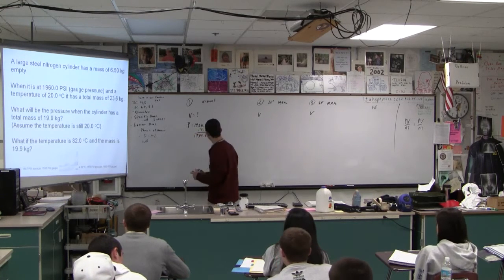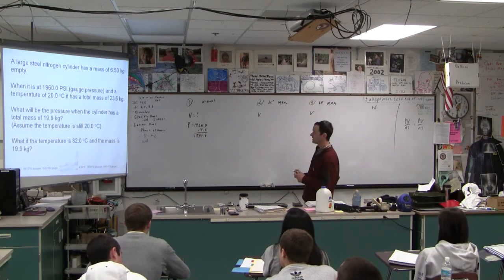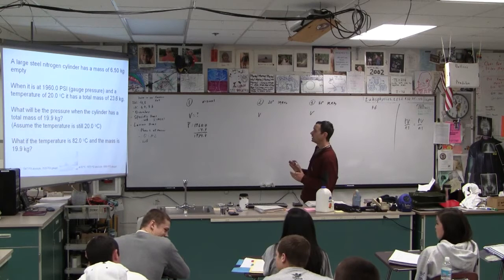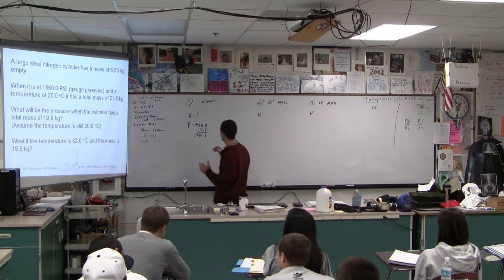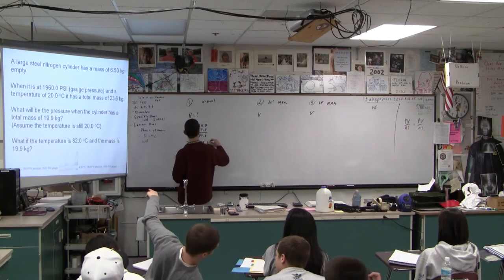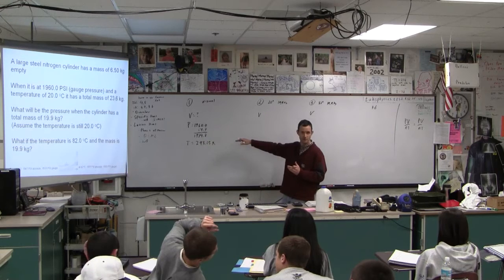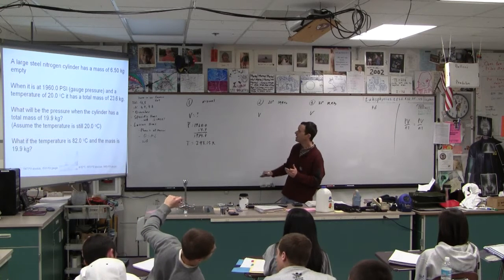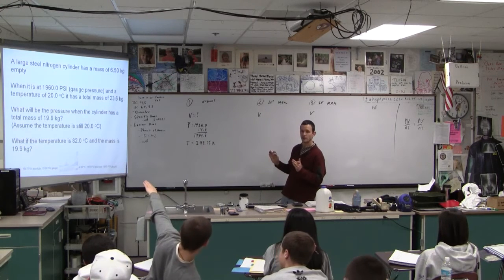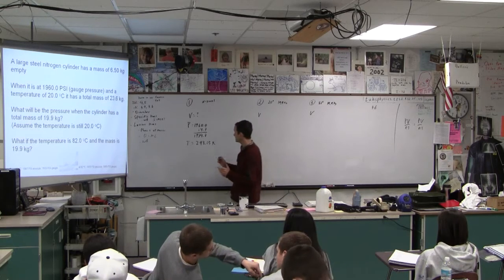1974.7. That was a good year, you know. 1974.7 psi. So that's the real pressure. 20 degrees Celsius. The real temperature is 293.15 kelvins, yeah? 20 plus 273, yes? Isn't that right?